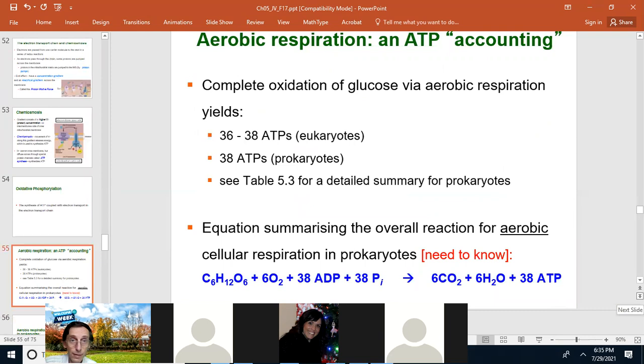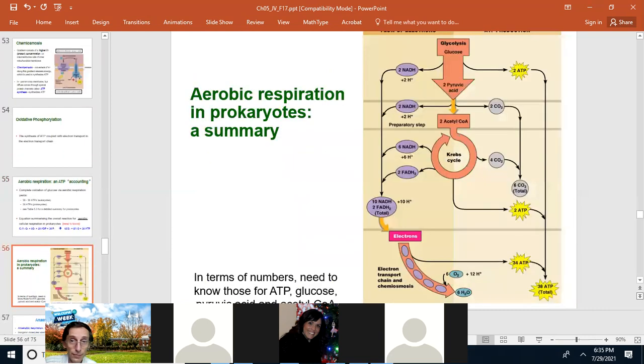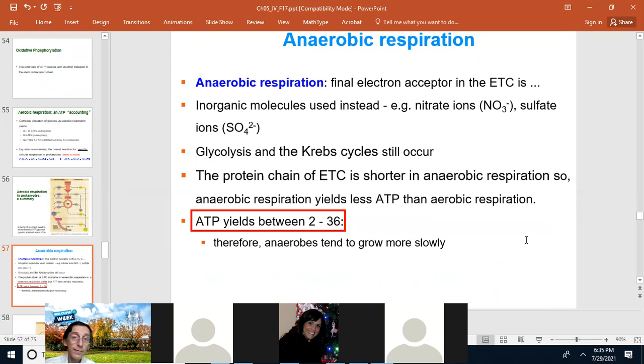All right, aerobic respiration happens in aerobes where the electron flows to oxygen. There's also anaerobic respiration, and this happens with anaerobes where the final electron acceptor is not oxygen. It's an inorganic molecule like nitrite or nitrate or sulfate or an iron molecule. And it depends on what anaerobe we're talking about, what form of anaerobic respiration it's using.